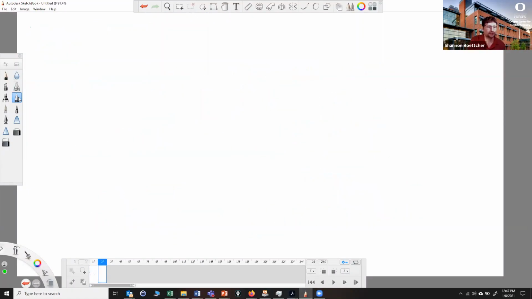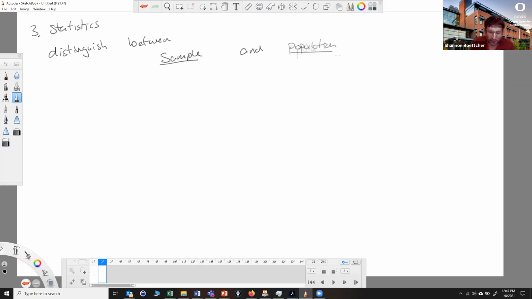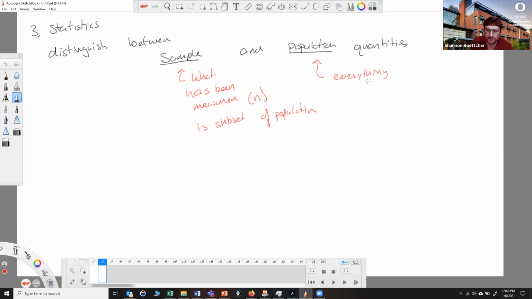So one thing we need to do when we start talking about real data is we need to distinguish between sample and population quantities. The sample is, of course, what you measure. So this sample is going to be what has been measured, n, and it's a subset of the population. And the population is everything, and that's going to be big N, okay? So we can define a few things. We can define eta here. It's not the overpotential in this case. It's going to be the population mean, and it's just going to be the sum of all the values divided by the number of values.